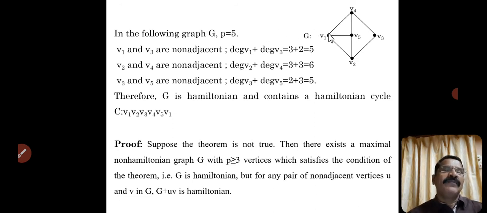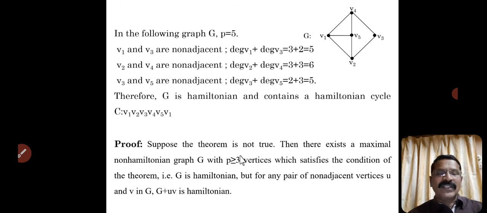If you see whether it is Hamiltonian or not, there is a Hamiltonian cycle containing V1, V2, V3, V4, V5 and V1. So there is a cycle containing all vertices. Therefore G contains a Hamiltonian cycle C: V1, V2, V3, V4, V5. So we have verified the result with this particular example. Now let me try to prove the result.